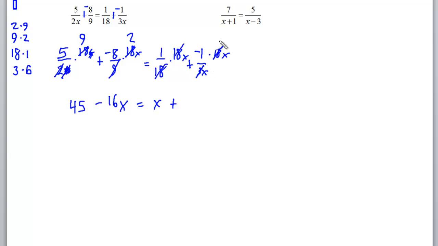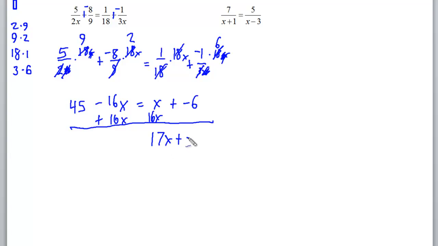And then we have plus a negative 3. Wait, 3 divided by 18 is 6. X divided by x, those simplify as well. That makes a negative 6. So now I get to solve for x. I'm going to move my x to the left-hand side. Actually, let me move it to the right-hand side. So I'm going to move 16x to the right. Normally I move letters to left, but I just want to show you that this is perfectly fine.